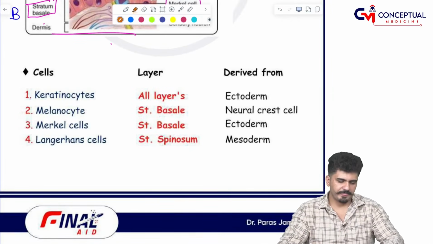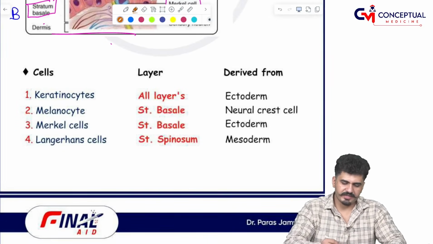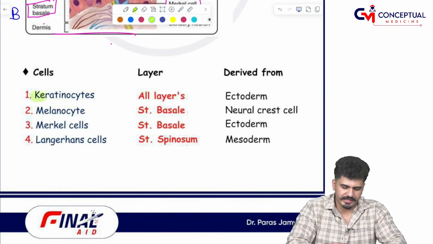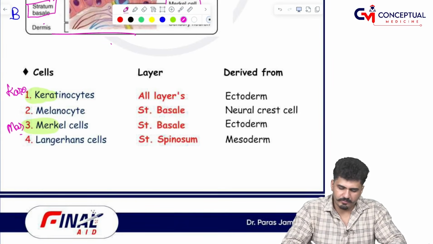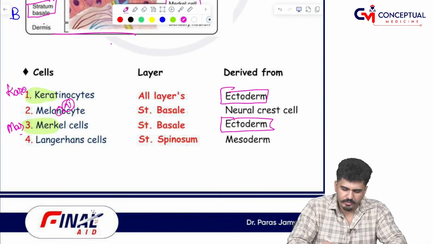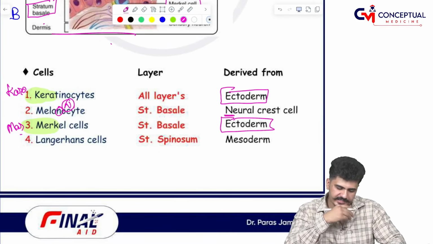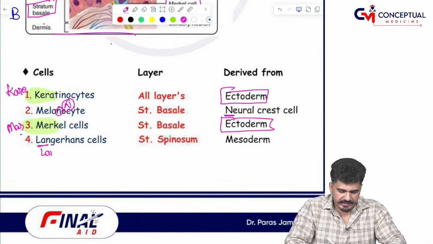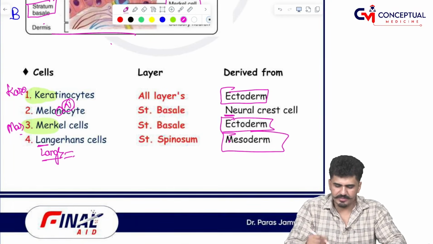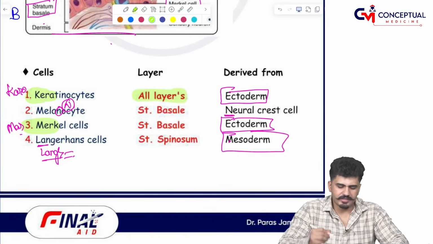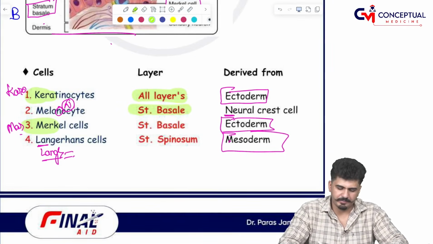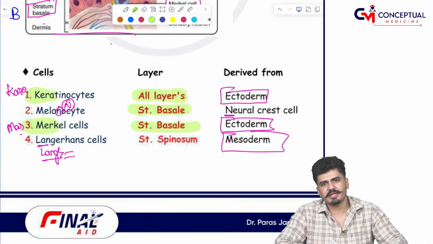My dear ladies and gentlemen, if we talk about the cell layers and where they are derived from, the first thing we have to talk about is the keratinocyte. It says karo ya maro, K for keratinocyte, karo ya maro, act, ectoderm, sir, ecto. Melano, N for no, that is neural crest cell, sir. Then Langer, L-A-N-G-E-R, langar khake, what came? Maza. So with maza, mesoderm, sir. Now, keratinocytes are present in all the layers. Melano and Merkel, the MM ones, are present in the basal layer. And Langerhans cell is present in stratum spinosum.